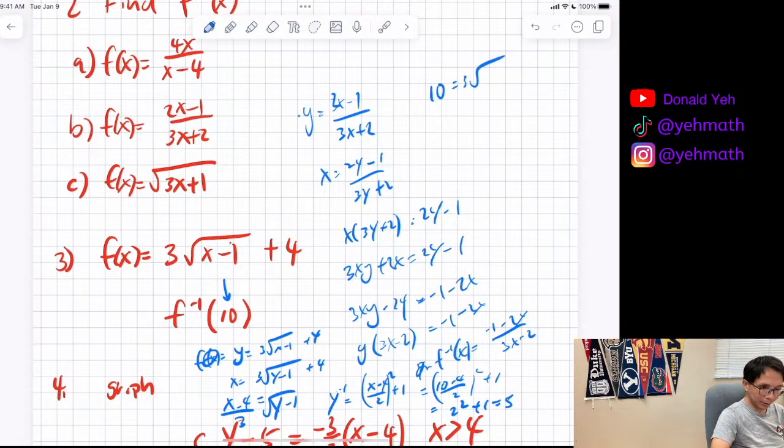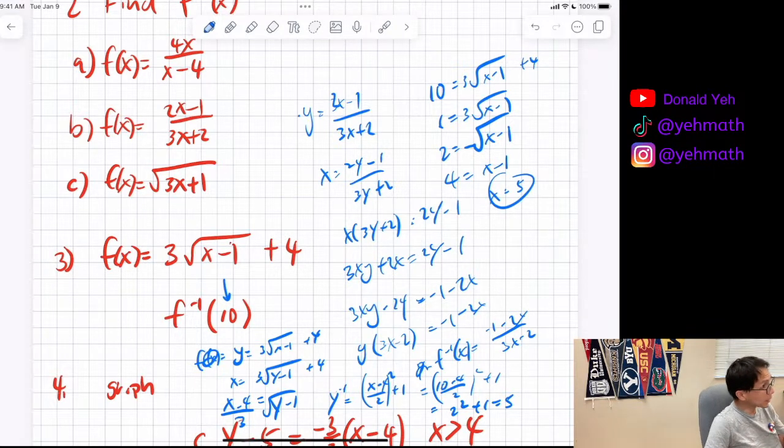So 10 is equal to the square root of x minus 1 plus 4, and then he can do minus 4 on both sides. 6 equal to the square root of x minus 1. It becomes solving radical functions, and that's 2 equal to the square root of x minus 1. Square both sides, 4 equal to x minus 1, x equal to 5.